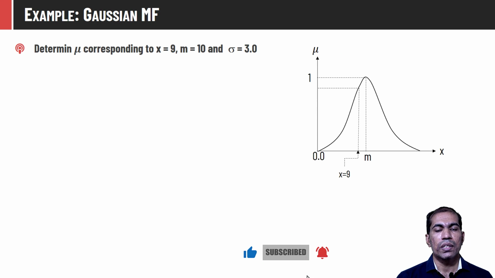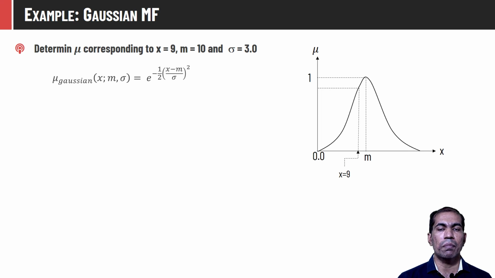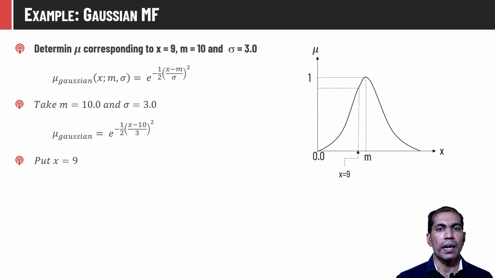Let us find the membership value for x equal to 9 using the Gaussian function, where the parameters are c equal to 10 and sigma equal to 3. So this is the equation for computing the membership value using the Gaussian membership function. Put appropriate values of variables and put x equal to 9 into this and solve it. So we will get the membership value 0.9459.